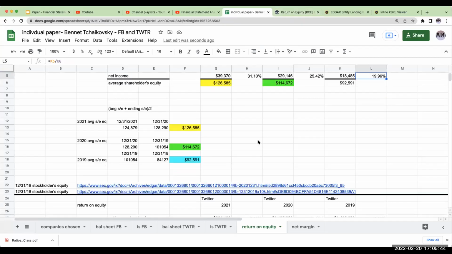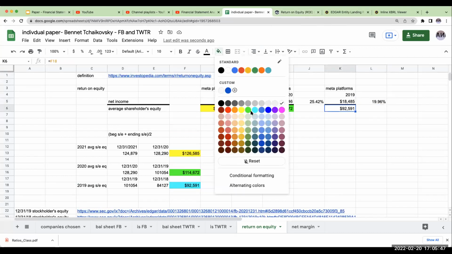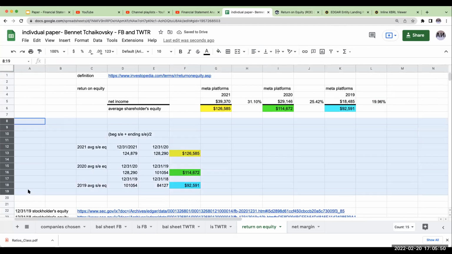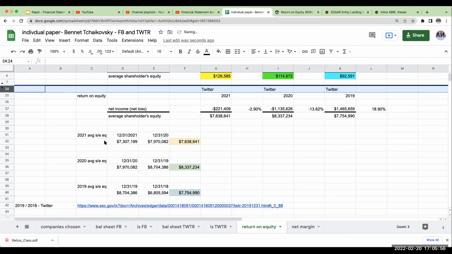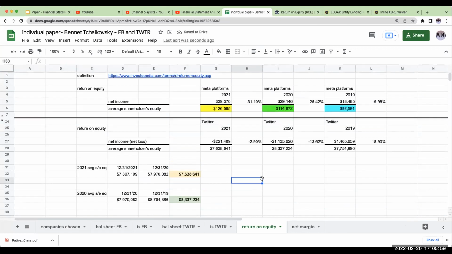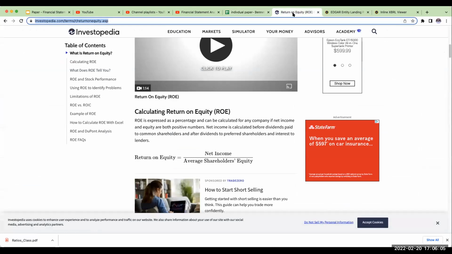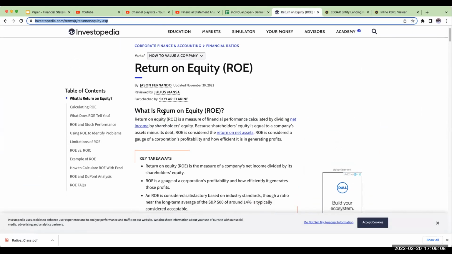Okay, so we're back. What we've done over here is we've gone through and computed it. Essentially, we did an extra year, but I did that extra year just because when I looked at the information, it just didn't look right for Twitter. So what can we say about return on equity? Let's go back and look at the definition. Return on equity is a measure of financial performance calculated by dividing net income by shareholders' equity. Because shareholders' equity is equal to a company's assets minus its debt, return on equity is considered a return on net assets. It's a gauge of a corporation's profitability and how efficient it is in generating profits.